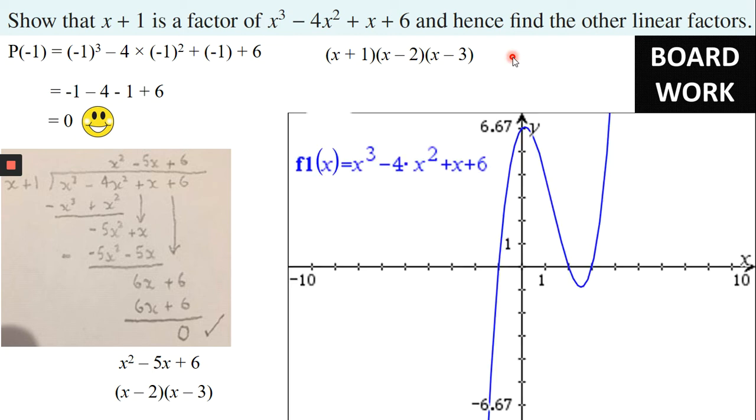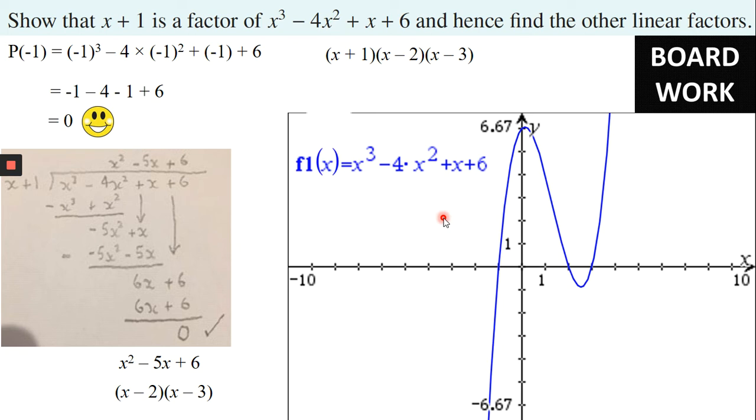Now, if we just draw a graph of that, so I've just used my graphics calculator to draw the graph, we can see that it crosses at minus 1. So that's that one. It crosses at minus 1 from that one, yeah? Here it crosses at 2. So that's that one there. There it crosses at 3. That's that one there. So we've done all the maths, and our graph is showing us that we're correct.